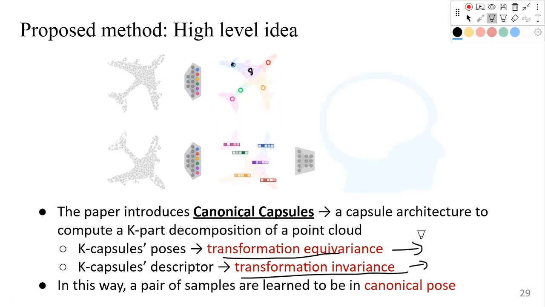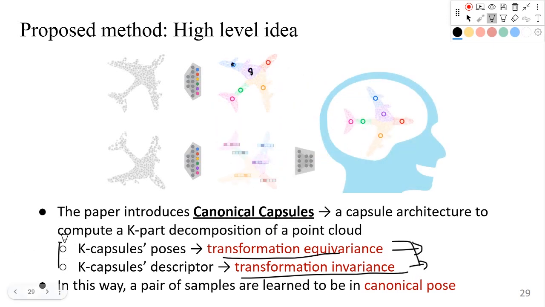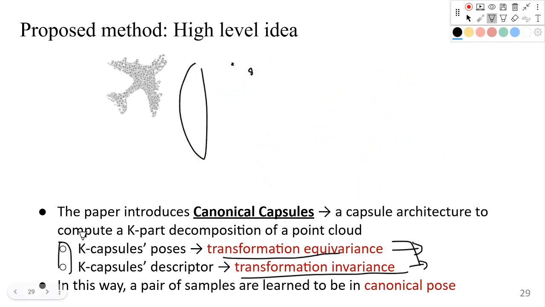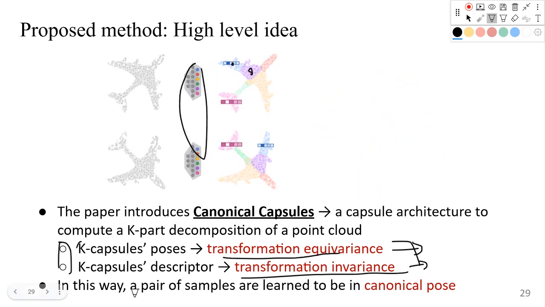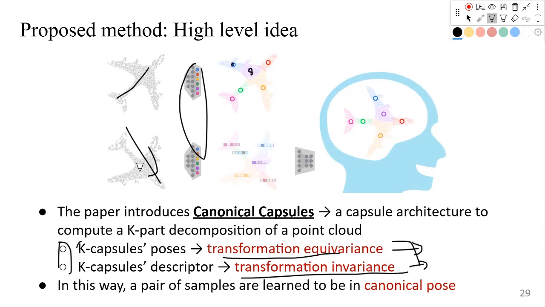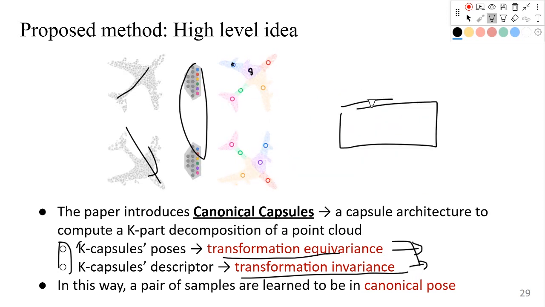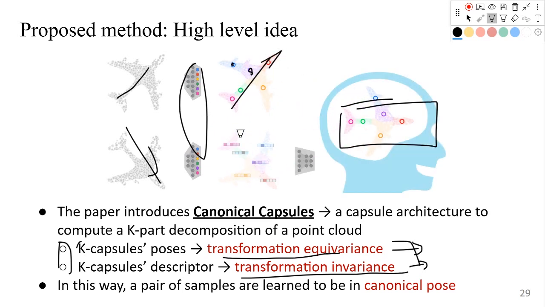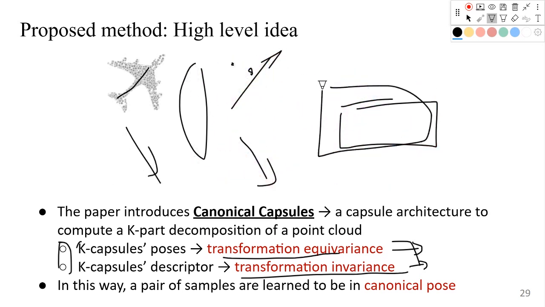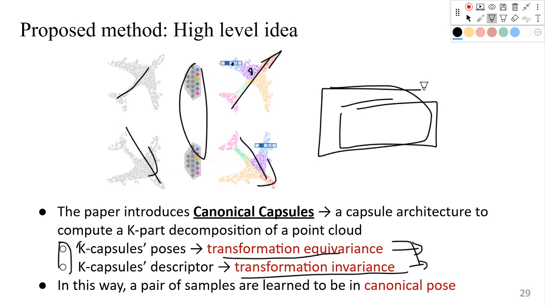So after this, we learn an encoder that achieves these two properties. In this way, later, given a pair of point cloud samples, we can canonicalize them into the same pose, which is a convention across all the objects. For example, we have this kind of original pose and this pose, and this is the convention of the canonical pose. Yeah, this is the high-level idea, and we will discuss more details in the next few slides. I hope this makes sense to you.